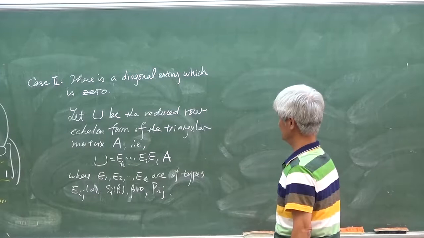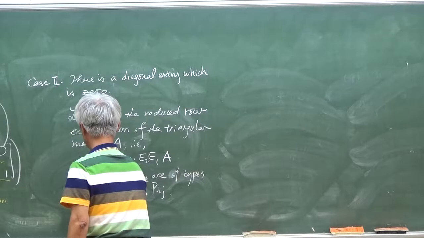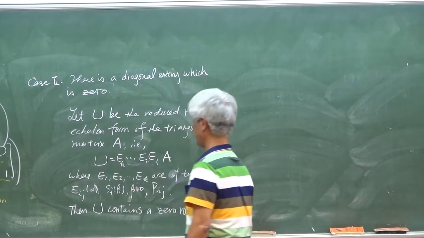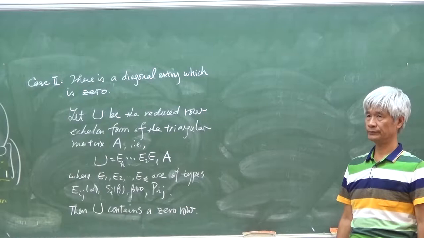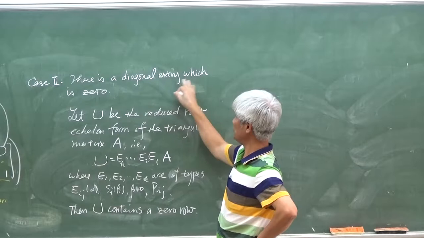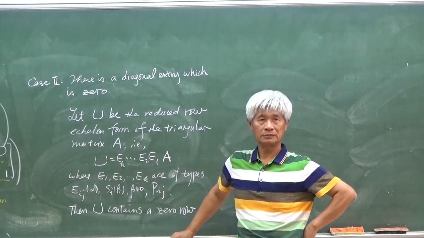And then you contain a zero row. So when A is a triangular matrix, such that there is a diagonal entry which is zero, then the reduced row echelon form contains a zero row. Do you have any questions?